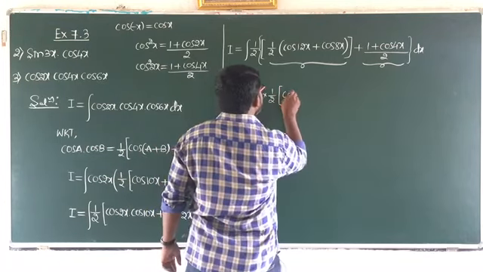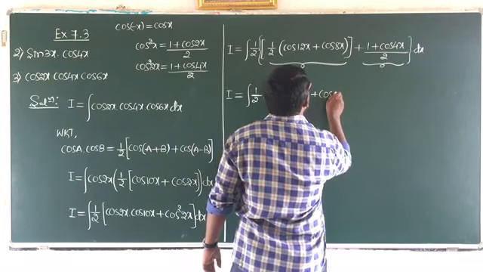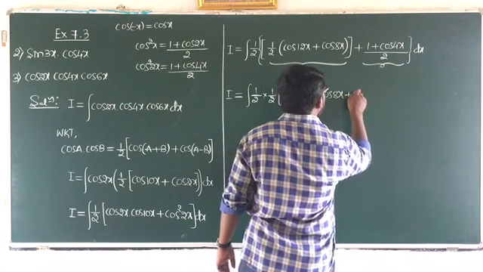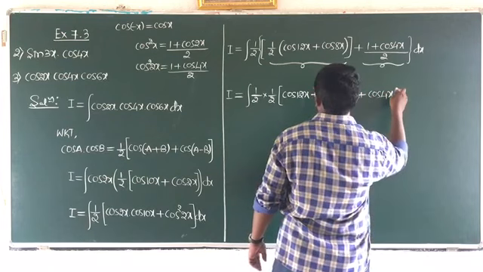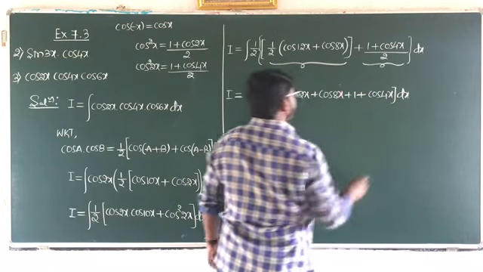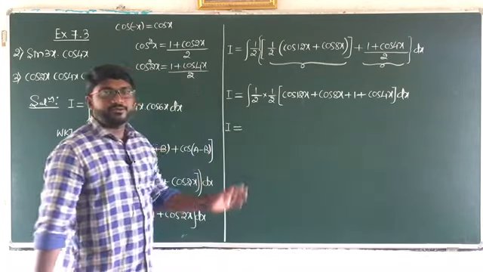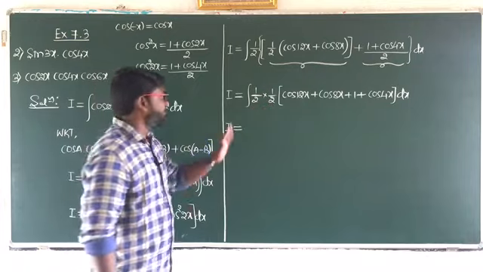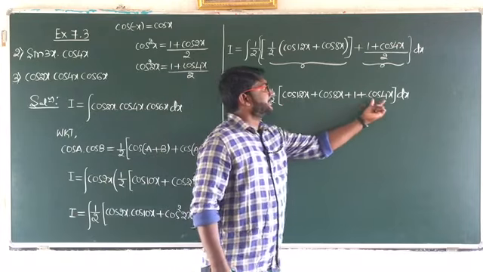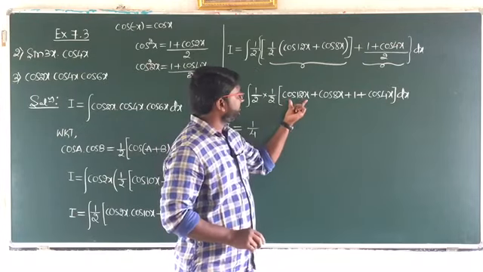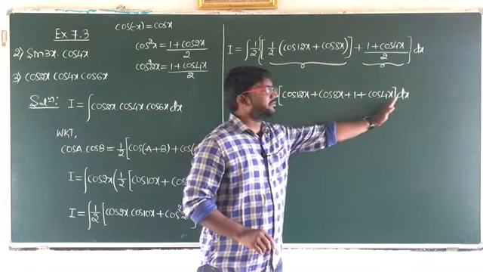So it is cos 12x plus cos 8x plus 1 plus cos 4x dx. So now I, which is equals to 1 by 2 into 1 by 2 into 1 by 2 into 1 by 2 will be 1 by 4. Write it outside the integral, 1 by 4. So now integrate them separately. We have 4 terms here, cos 12x, cos 8x, 1 and then cos 4x.